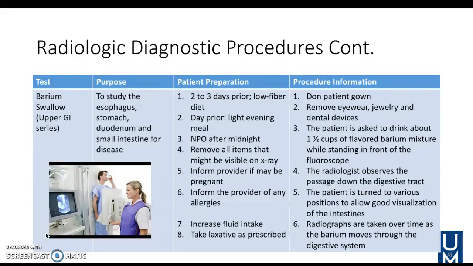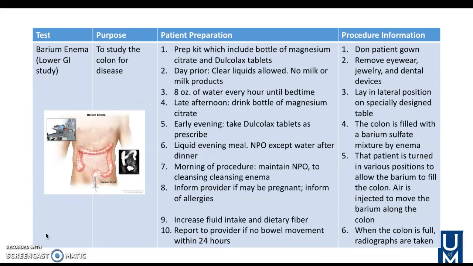And then following the test, we're going to inform them to increase their fluid intake and take a laxative to make sure that this barium gets moved through their digestive tract and out correctly. Okay, so similarly to the barium swallow, we have a barium enema. This is a lower GI study, and it's to study the colon for disease.